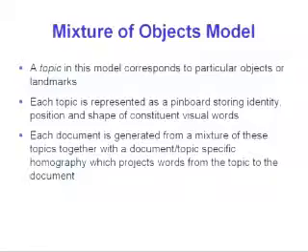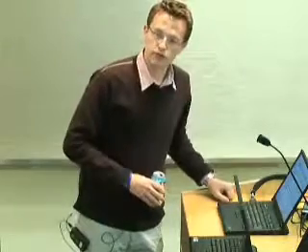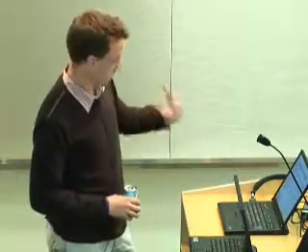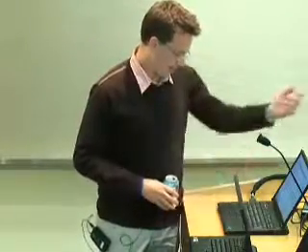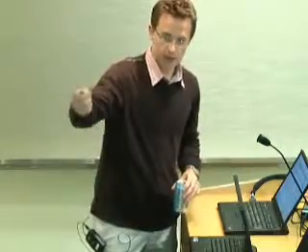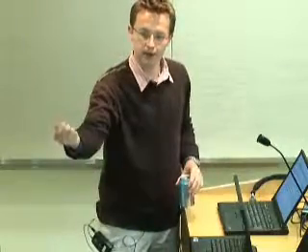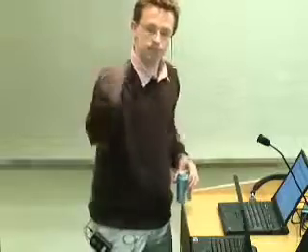So a topic in our model corresponds to a particular object or a landmark, and each topic is represented as a pinboard storing identity, position and shape of the constituent visual words. And we generate a document from this model with a mixture of these topics together with the homography and the pinboard. So we pick a word, we pick a topic, we pick the homography, and then we generate the document in this way, accumulating these visual words.